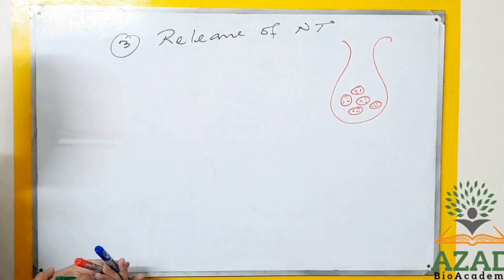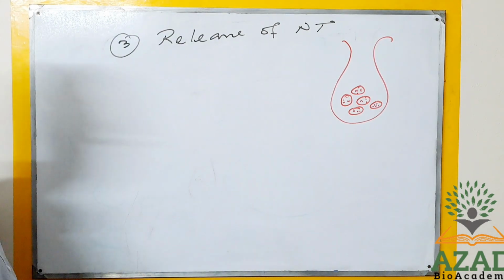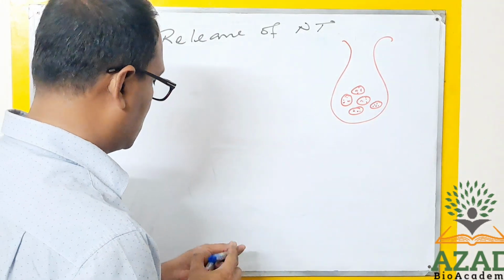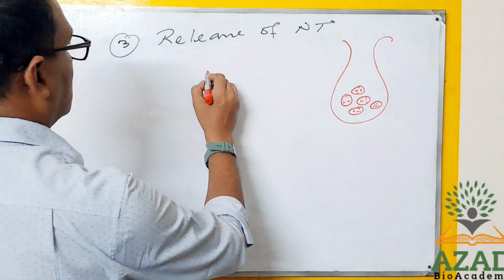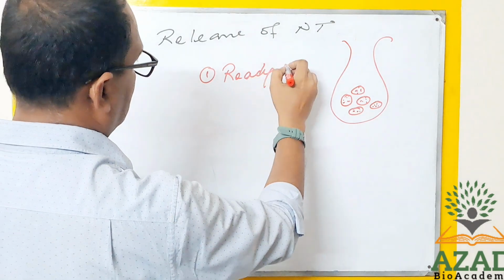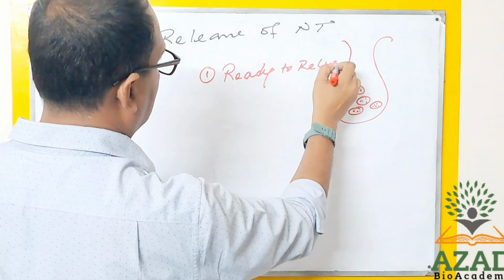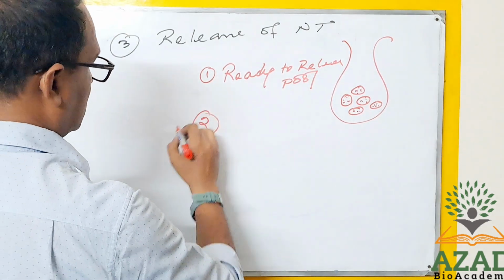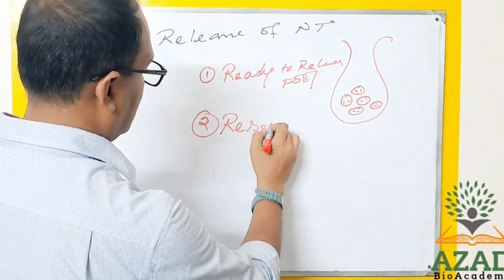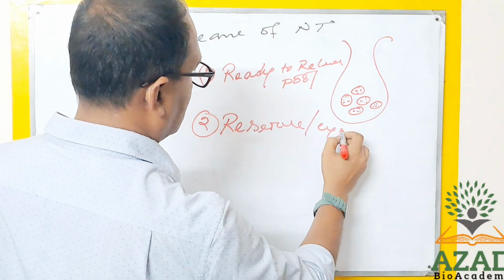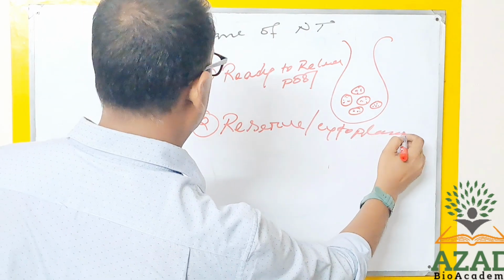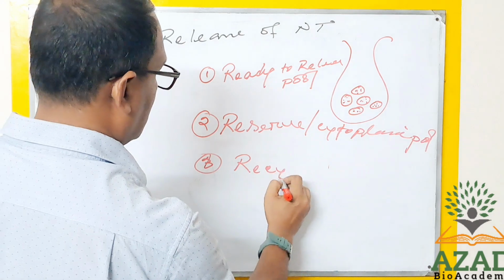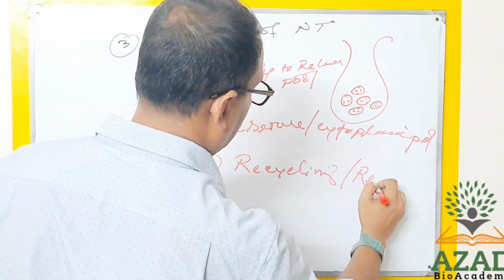If I try to explain it, I will give you three examples of the situation of the neurotransmitter vesicles within the nerve terminal. One is the ready to release pool, or you can say the ready pool, and the second one is the reserve pool, or you can say the cytoplasmic pool, and the third one is the recycling pool, or you can say the recovery pool.